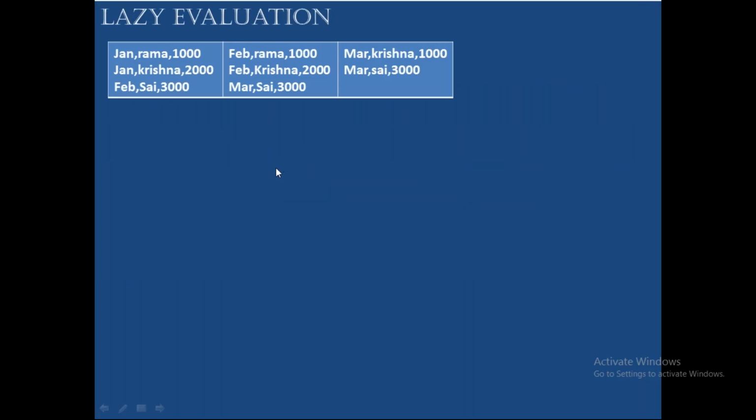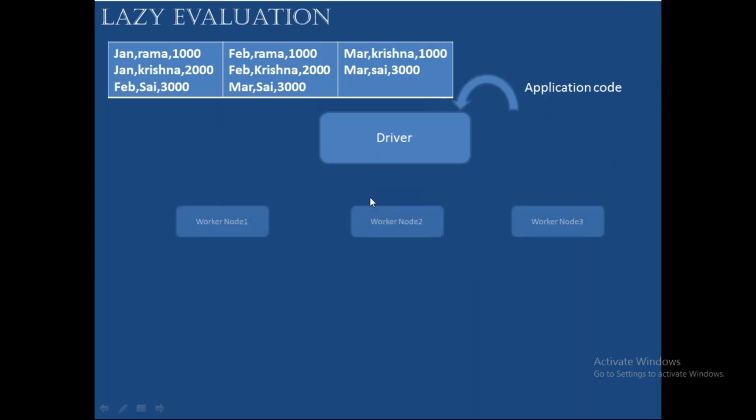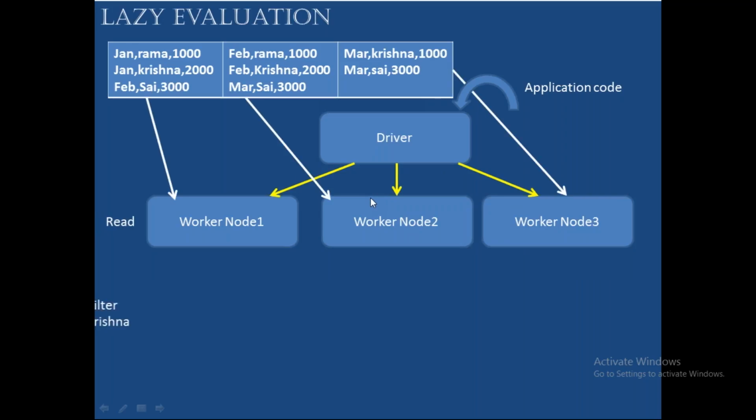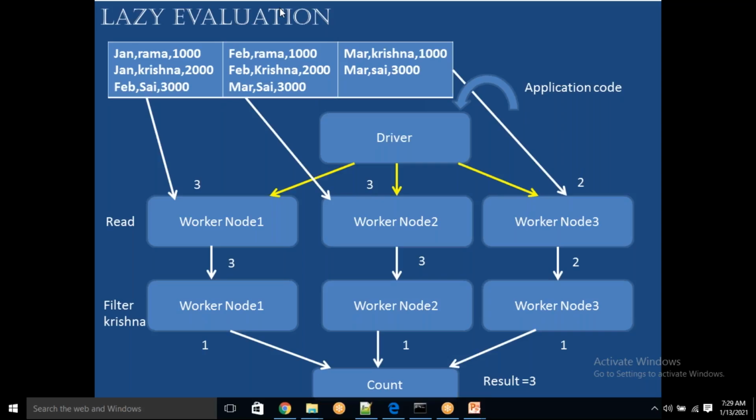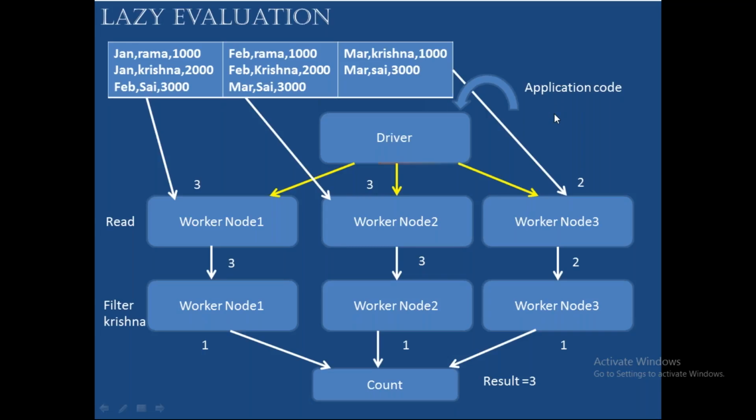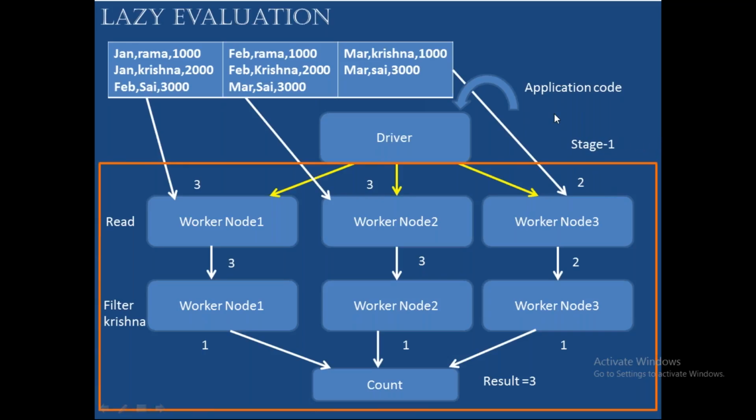Now see, lazy evaluation, exactly it is going to do the same. Driver, you submit on these worker nodes, you will read the data, filter Krishna record. When you apply action, then only it is going to read the data, filter out these records, and it will give the result. Okay? Result equal to 3. Understood? You understood, friends? Here also, only stage one will be created.